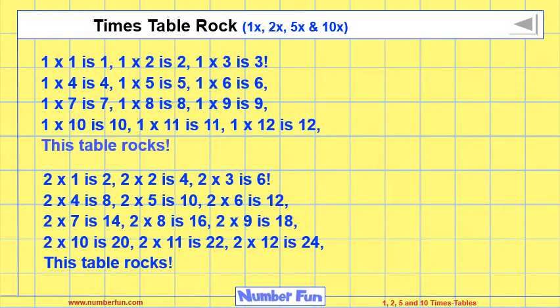One times 1 is 1, 1 times 2 is 2, 1 times 3 is 3, 1 times 4 is 4, 1 times 5 is 5, 1 times 6 is 6, 1 times 7 is 7, 1 times 8 is 8, 1 times 9 is 9, 1 times 10 is 10, 1 times 11 is 11, 1 times 12 is 12. This table rocks.